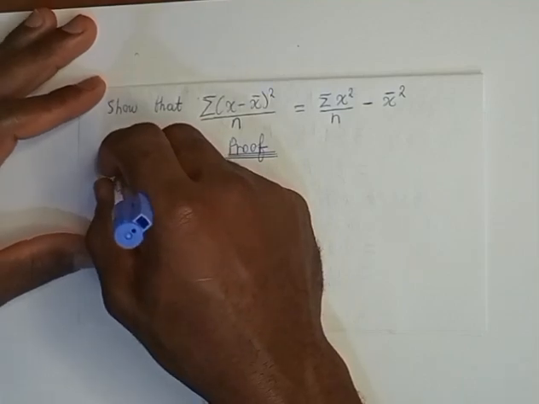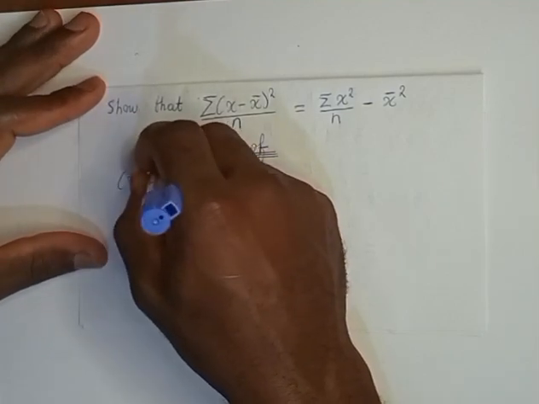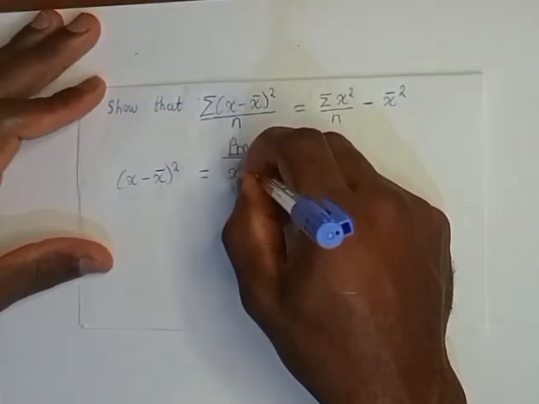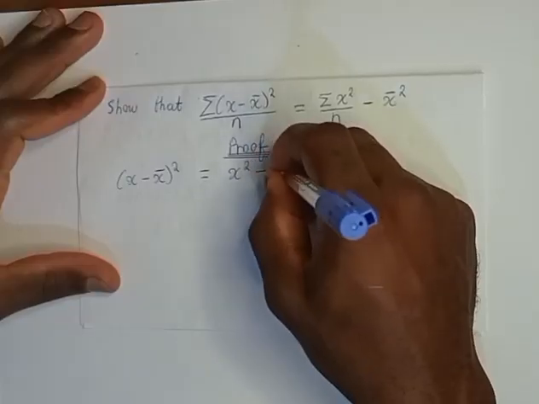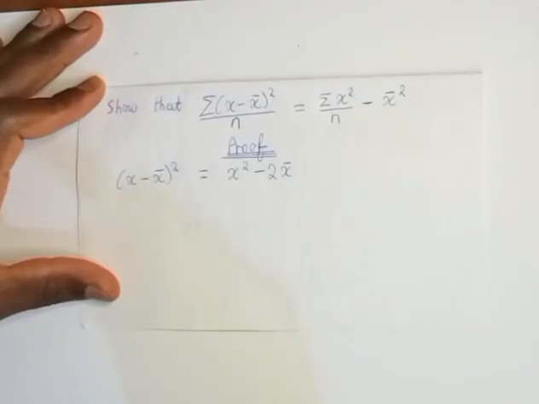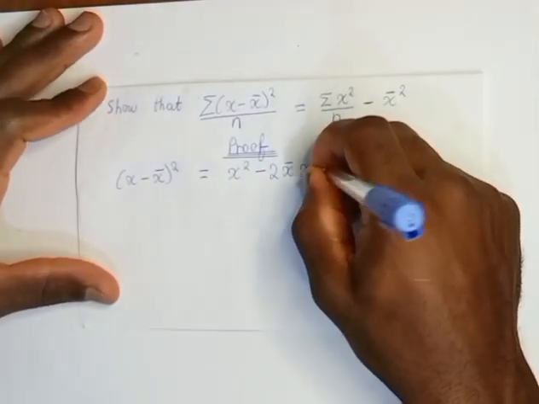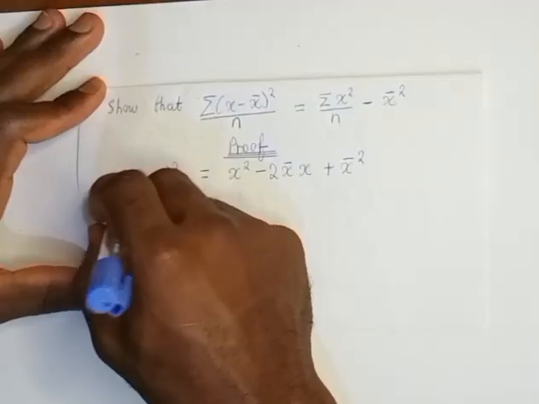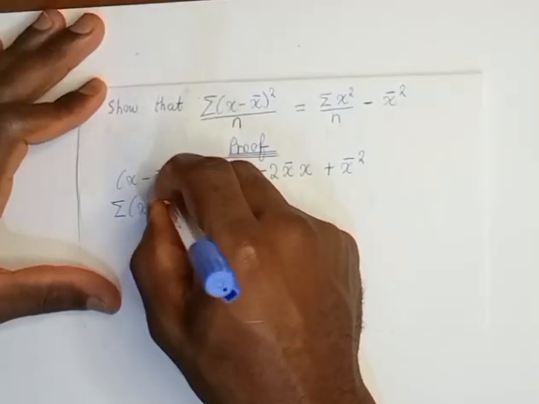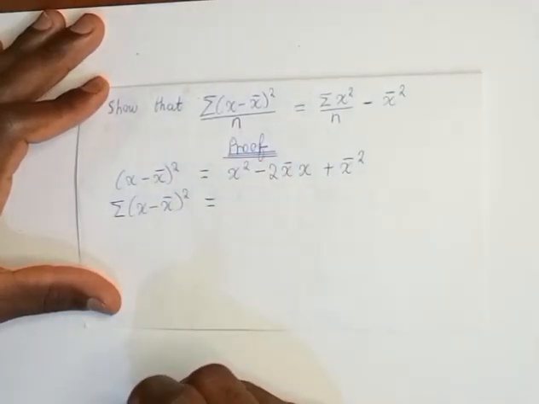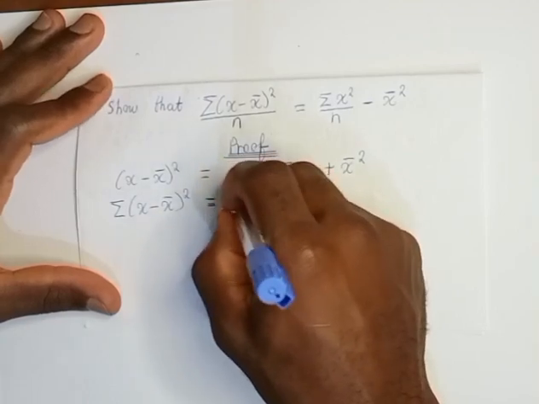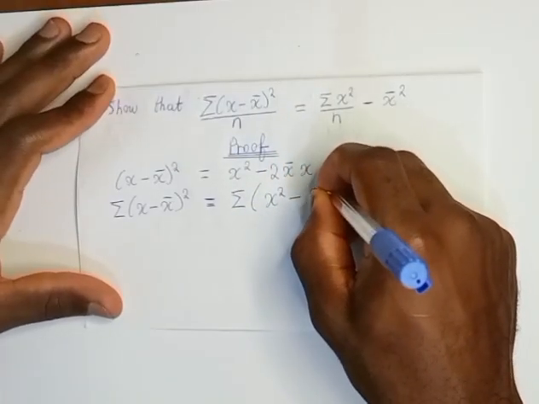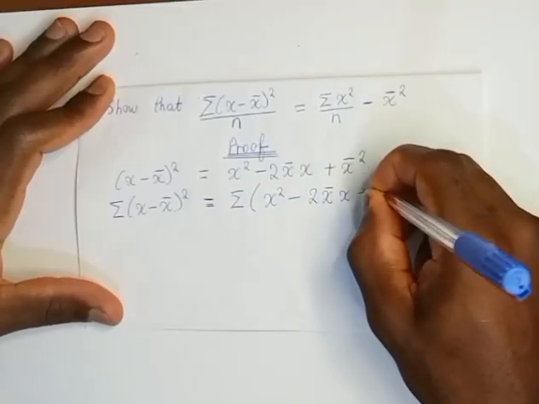First step, we are going to start by expanding (x minus x bar) all squared. This will simply be equal to x squared minus 2x bar, remember x bar is a constant, times x, plus x bar squared. If we take summation (x minus x bar) all squared, it will simply be equal to summation of x squared minus 2x bar times x plus x bar squared.